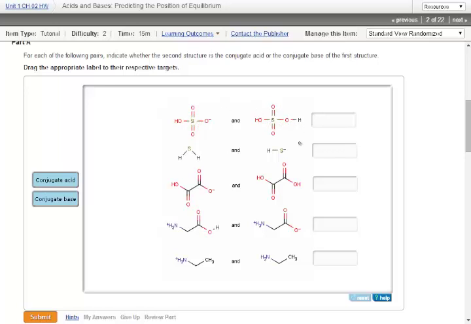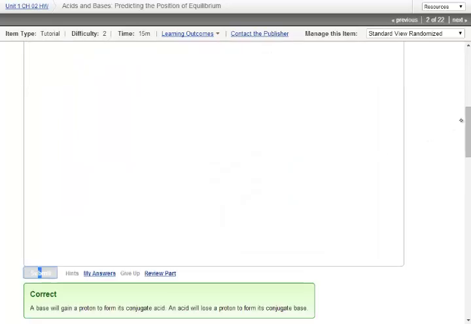So for this particular example, we have one more hydrogen. Therefore, this is a conjugate acid. And over here, we have one less hydrogen. That's a conjugate base. Here is one more hydrogen, conjugate acid, and here is one less, so we have a conjugate base. This structure also has one less hydrogen than the structure on the left, therefore it is a conjugate base.